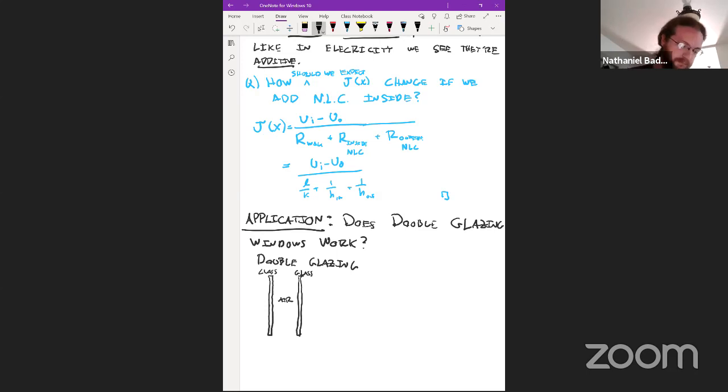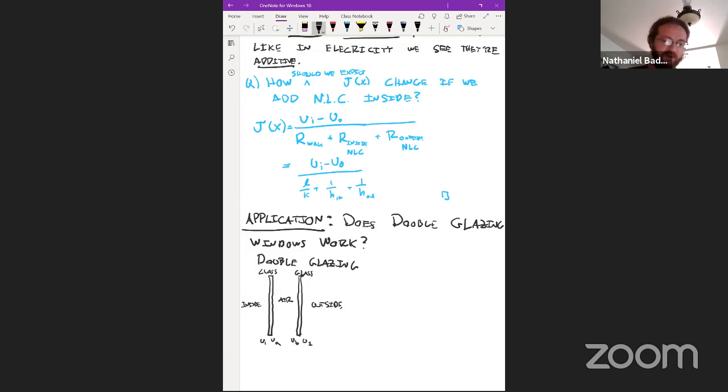So, okay, what do we have? We're going to have U1 at the left-hand side, then some temperature UA at the right-hand side of the glass, then the air, then some temperature UB, and then U2 outside. Inside, outside.